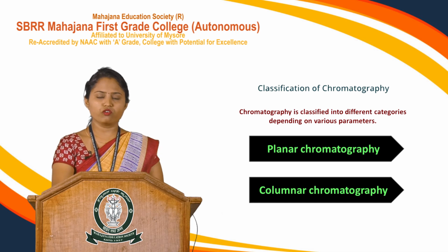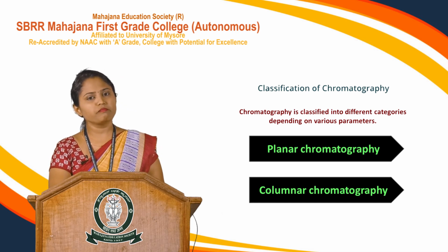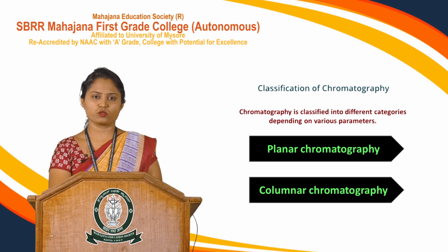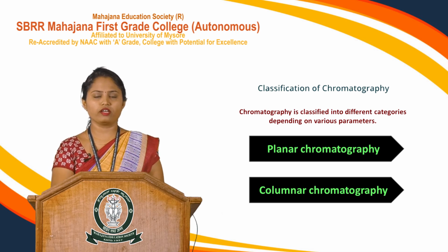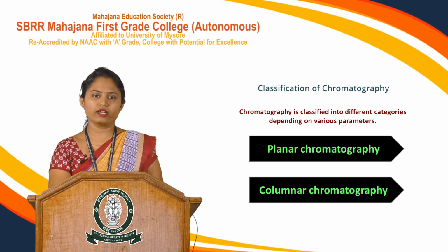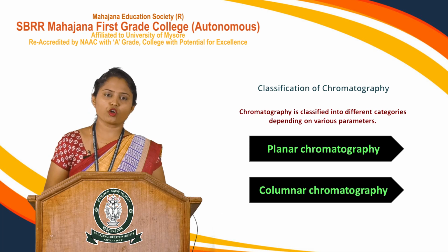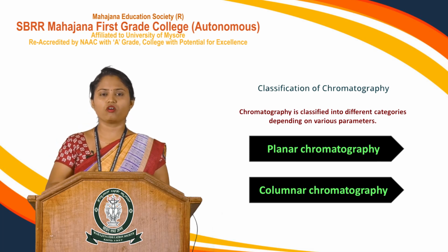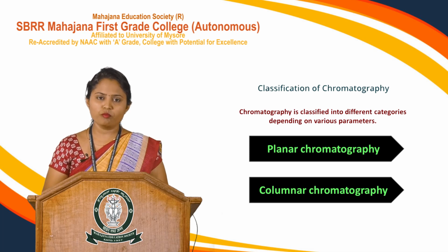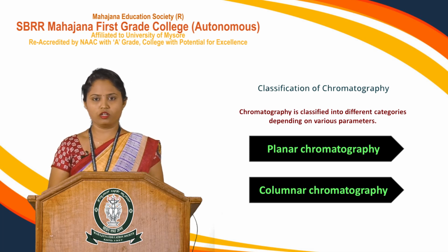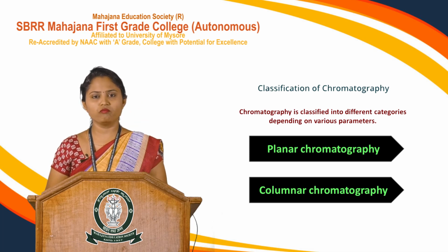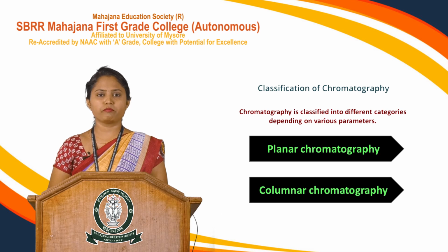So, right now we will focus on the classification based on geometry, wherein the chromatographic techniques are classified into two broad types. One is planar chromatography, another one is columnar chromatography. Planar, as it indicates, is one dimension wherein you are going to perform the chromatographic technique using the paper or TLC plates as the stationary phase. Whereas in case of columnar chromatography, the term indicates a column, wherein you are going to separate the analytes using a column as a supporting medium for the stationary phase to be packed.